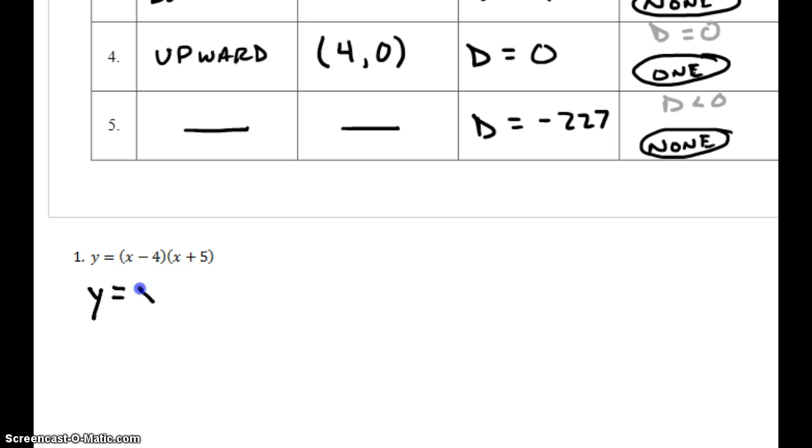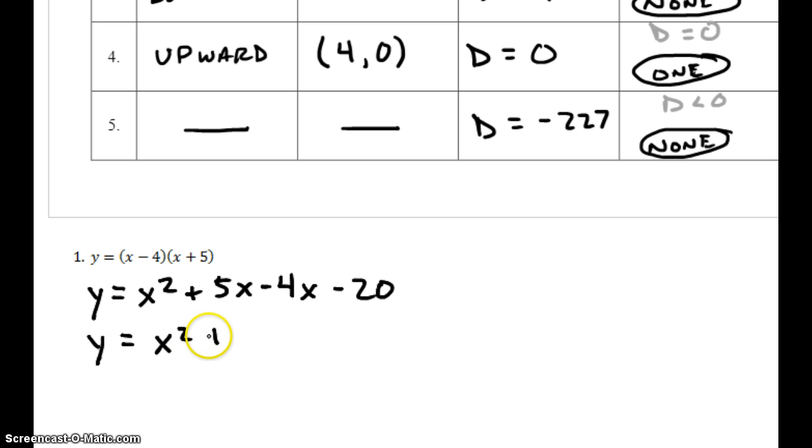X times x is x squared. X times 5 is 5x. Negative 4 times x is negative 4x. Negative 4 times 5 is negative 20. So I end up getting y is equal to x squared plus x minus 20.